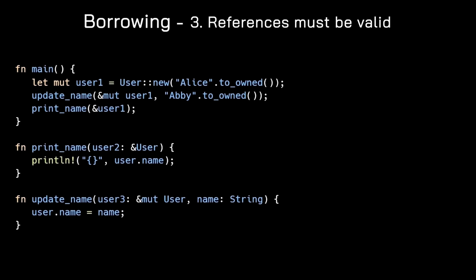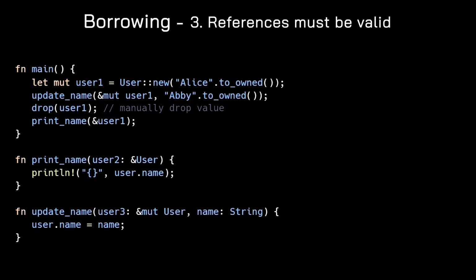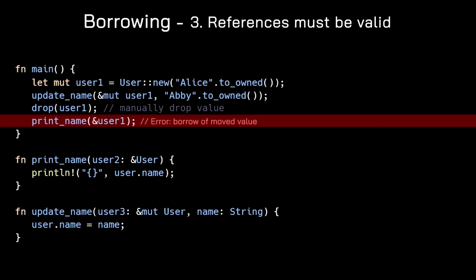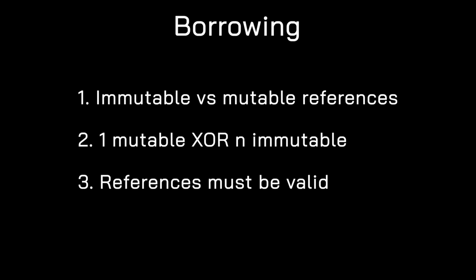The compiler ensures this by checking to see if references are used after the underlying value has been freed. References to the user instance are only valid until user1 is dropped. After the user instance is dropped, references are considered invalid and we would get a compile time error if we tried to use them. This system of borrowing gives us the convenience of temporary access to values without the footguns found in many other languages.